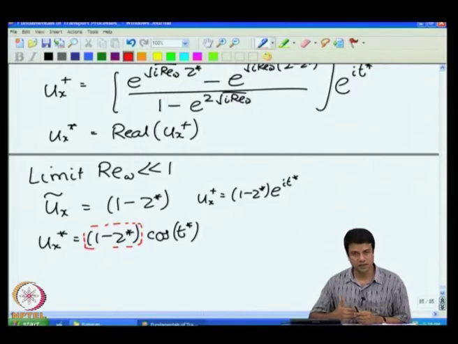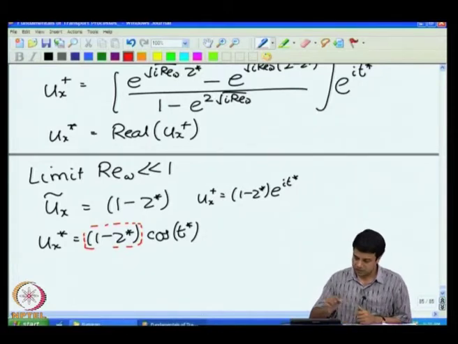So, the solution that I get is the same that I would get for a steady flow, except that the velocity of the surface is the velocity at that particular time. Okay. Why is that?